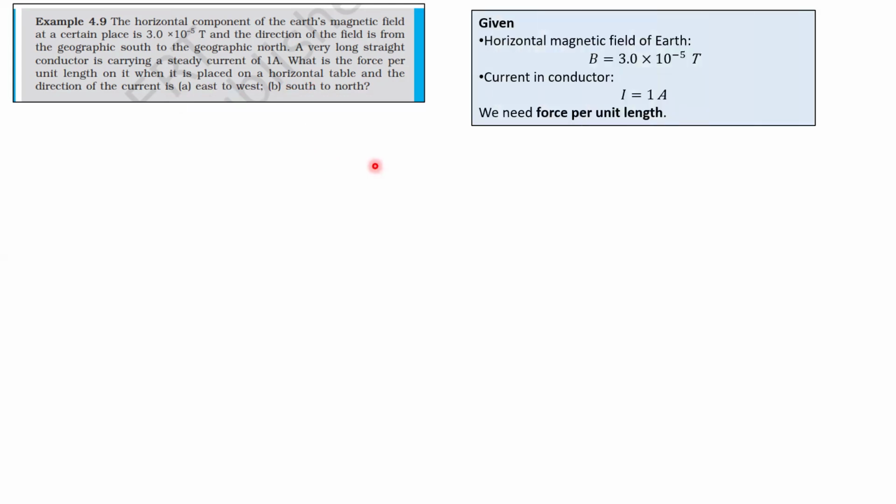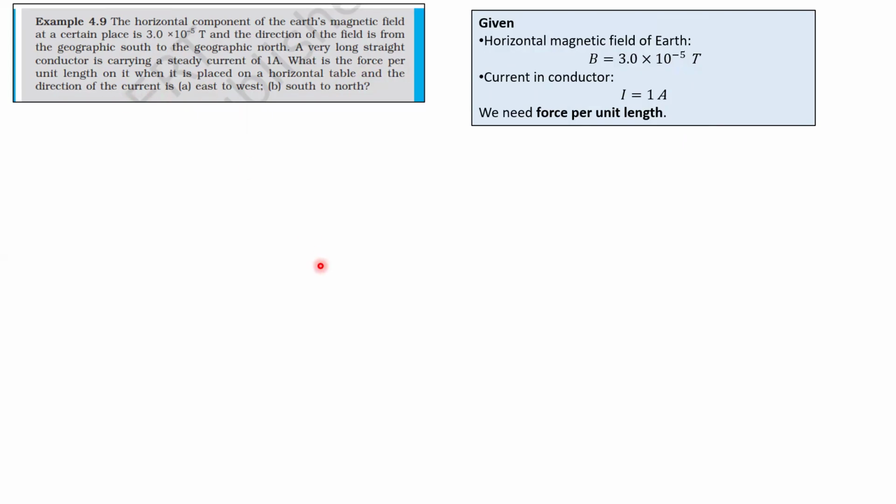Okay, first we will understand the question. Horizontal magnetic field, given data, we check it. Horizontal magnetic field is given, that is 3 × 10^-5 Tesla. Current in the conductor is 1 ampere. What we have to find out? We have to find the force per unit length on it.